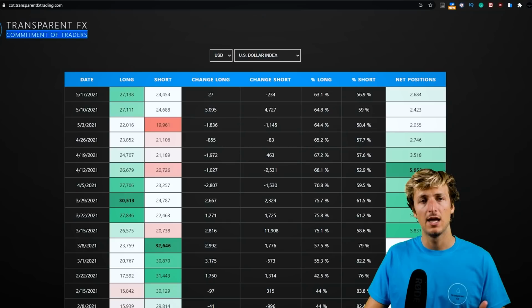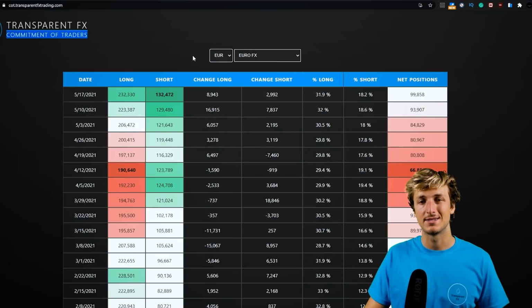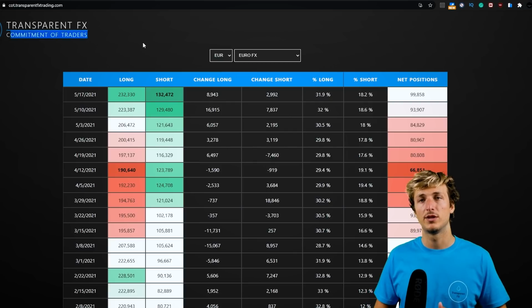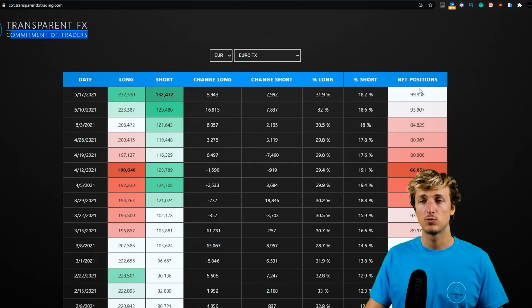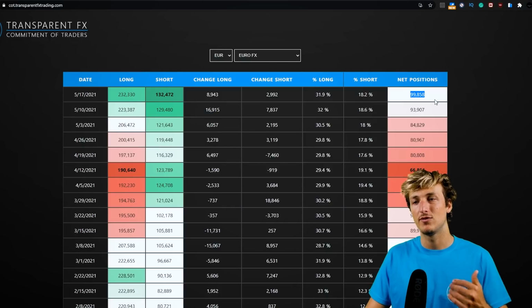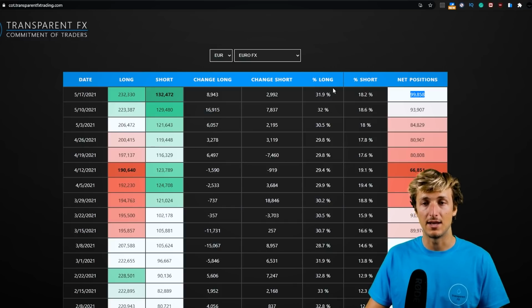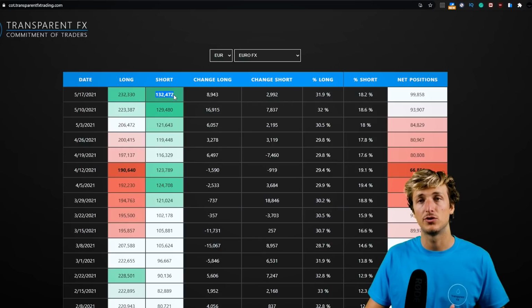Now, if we go and see what we have from a COT perspective, so commitment of traders, which is basically what the non-commercials in the market are doing, which are the biggest speculators, so the hedge funds, what we can see here is that with the last reports, net positions have been increasing. In fact, we went from having 66.8k net positions all the way up to having 99.8k net positions with 232k long positions and 132k shorts. So the euro is getting quite strong.